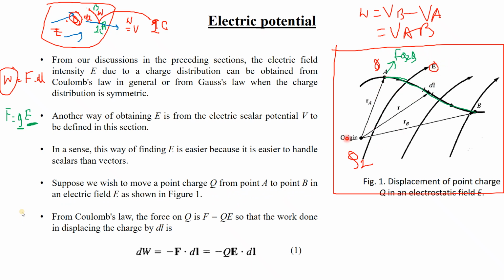So if you wish to move the point charge from point A to point B in the electric field, this force is there because of the electric field. If charge Q2 was not there, the electric field would not be there, and no force would be there. Since charge Q2 is creating the electric field, Q into electric field intensity is the force. By Coulomb's law, the force on Q is F equals Q into E, which I have written over here. The work done is in displacing the charge by dl, from this point to this point, so you are applying work against the force.